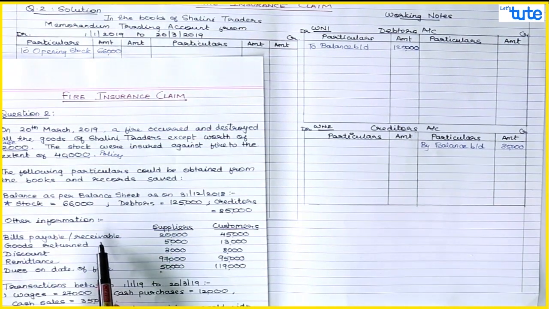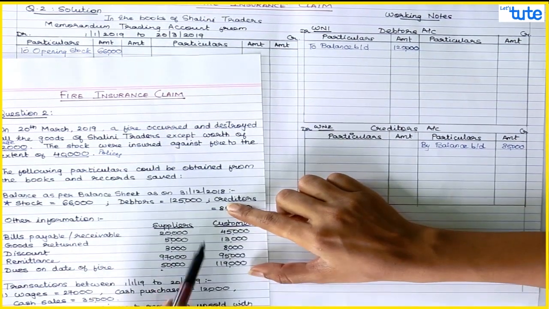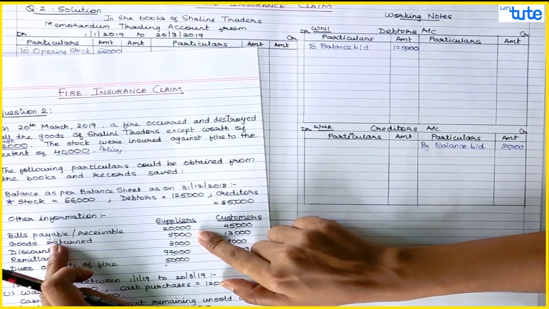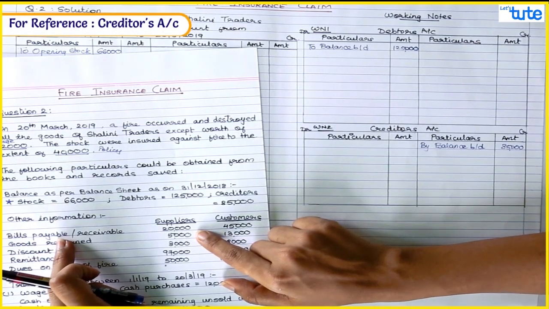Next, bills payable and bills receivable. So what we'll do, first we'll do all the suppliers transaction, that is creditors transaction. For creditors is always bills payable. What is your entry for bills payable accepted?